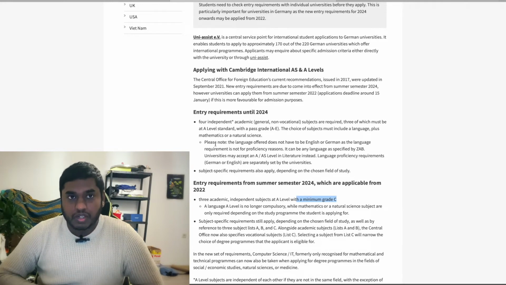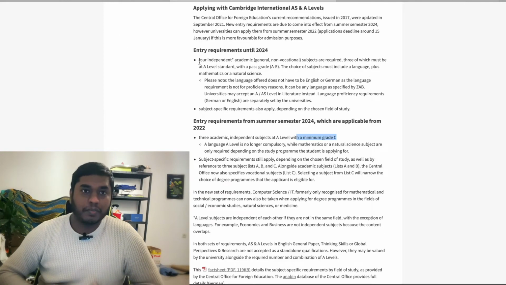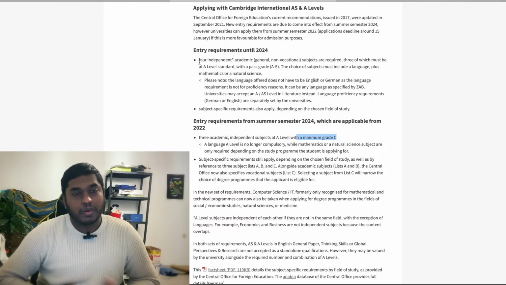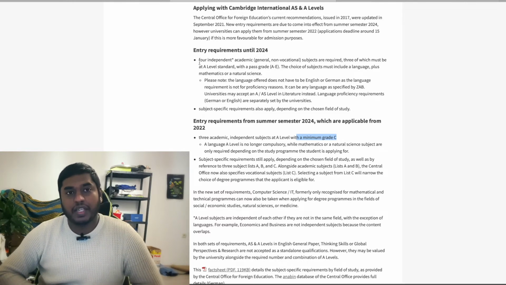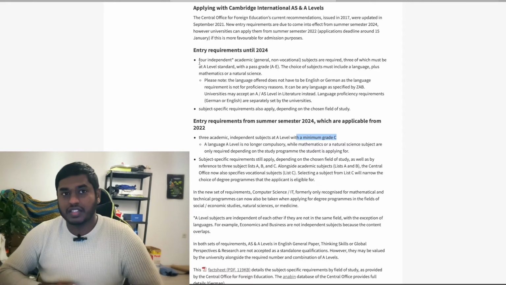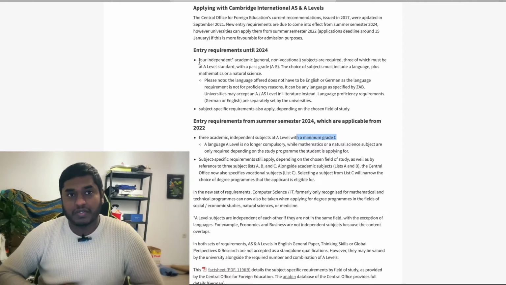In 2024, there is going to be a new rule. The change is going to be a little positive and also a little negative. The positive side of the change is that you don't need four subjects, you just need three subjects. And the negative part of the change is that just a pass, that means just an E or just a D, is not going to be enough. You should have at least three C's in any subject combination.